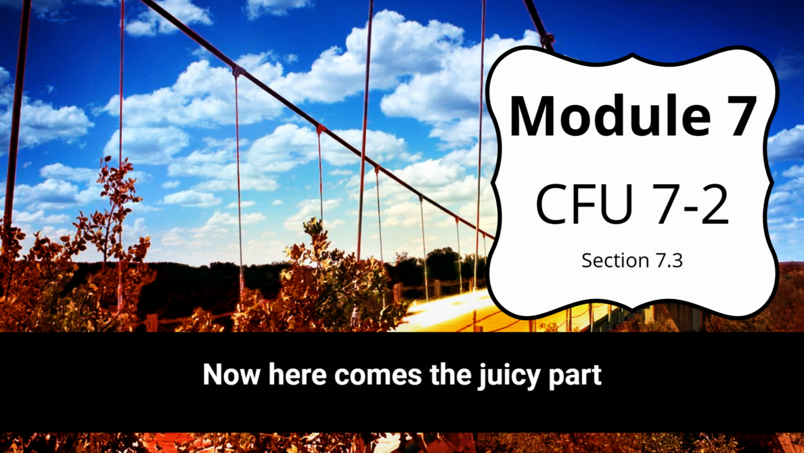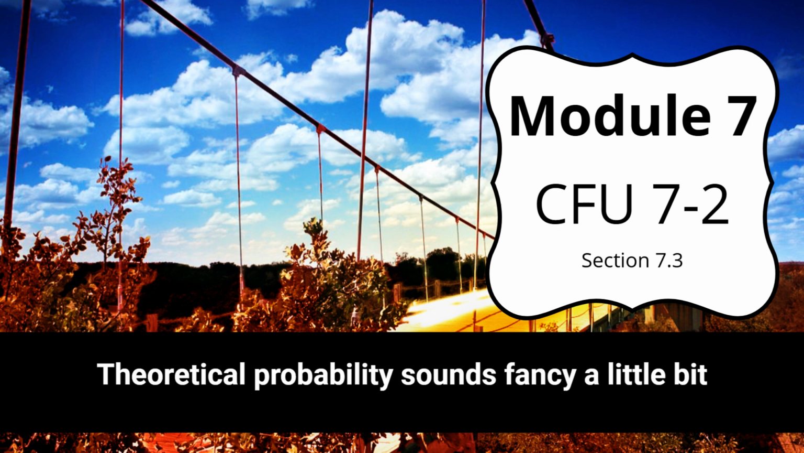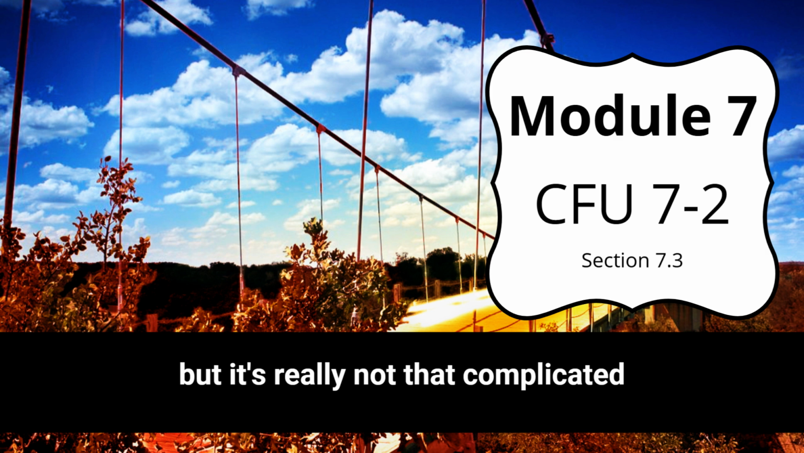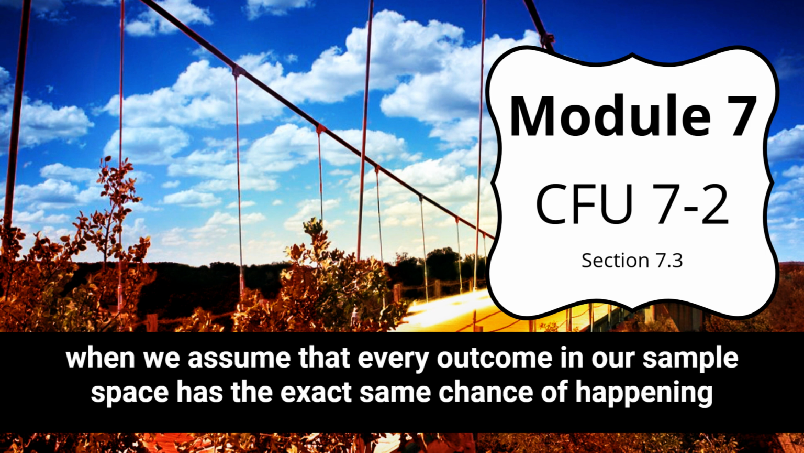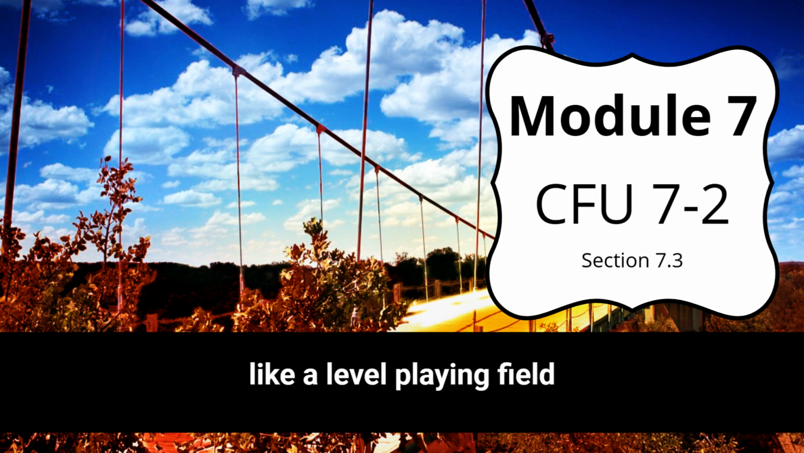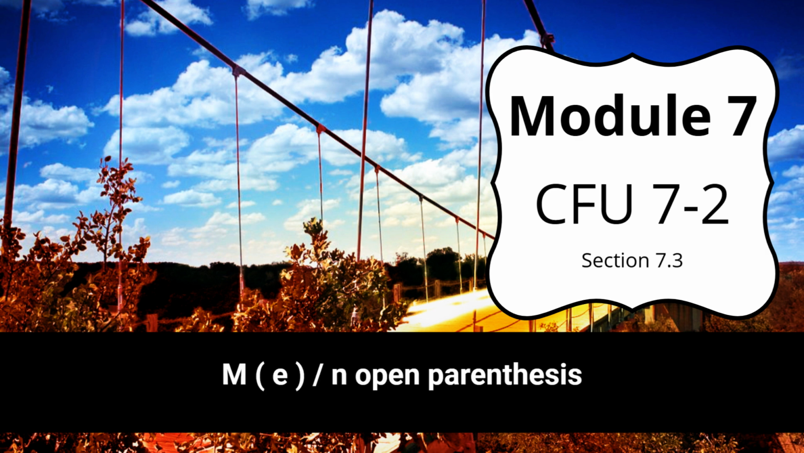Now, here comes the juicy part. Theoretical probability. Ooh, theoretical probability sounds fancy. A little bit, but it's really not that complicated. It's the probability of an event happening when we assume, and this is important, that every outcome in our sample space has the exact same chance of happening. Like a level playing field. Exactly, it's all fair and square. And there's a formula for this. There's always a formula. So it's P(E) equals, and I know this looks a little complicated, but stick with me, N(E) divided by N(S).